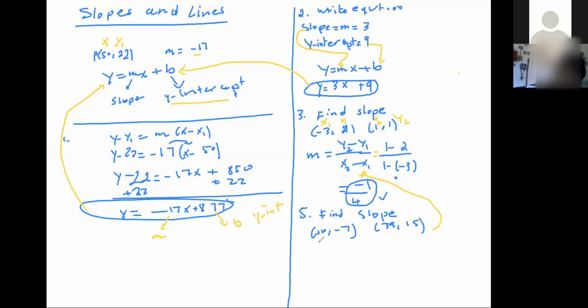Look at number 7. I don't know if you can see it. Okay. Let me change my color. Graph the linear equation. Number 7. So 6 minus 7. Graph the linear equation.